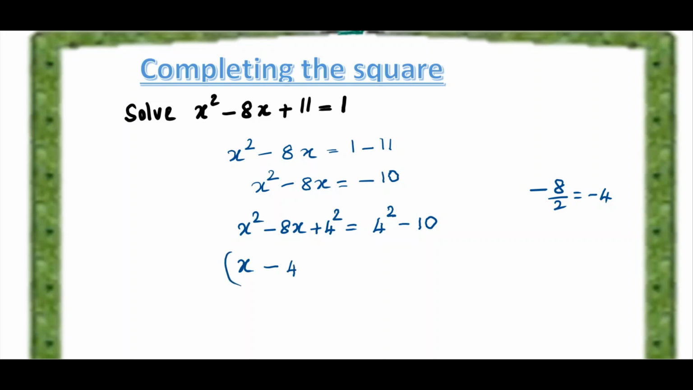Here we are putting a negative sign because the coefficient of x is negative in this case. Otherwise, if the coefficient of x is positive, you have to put a positive sign. Which is equal to 4 squared minus 10. That is 16 minus 10 is equal to 6.